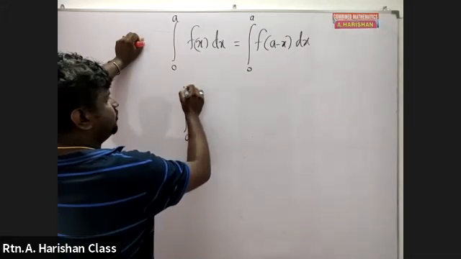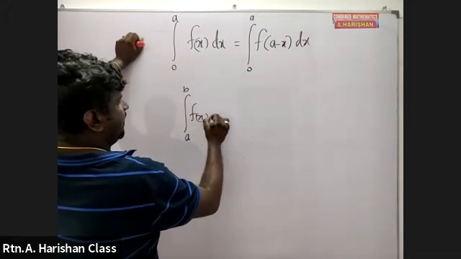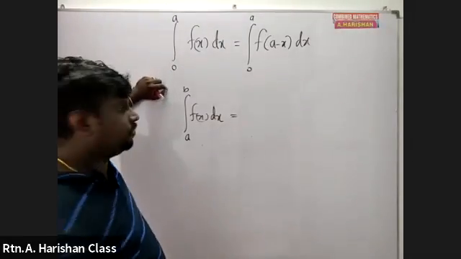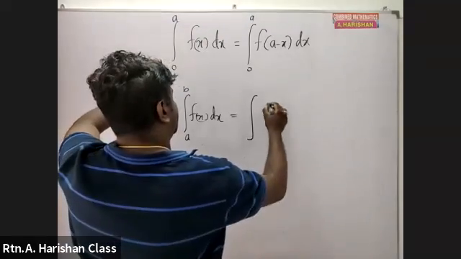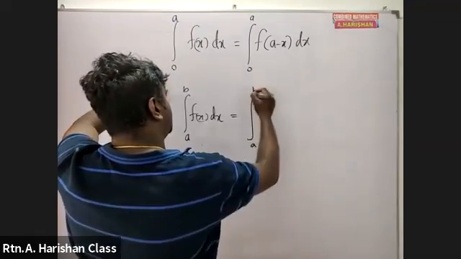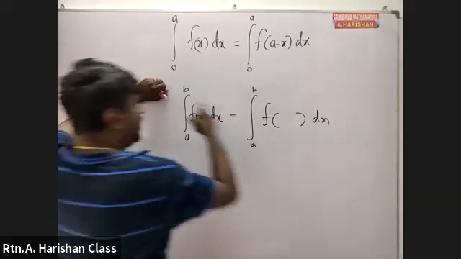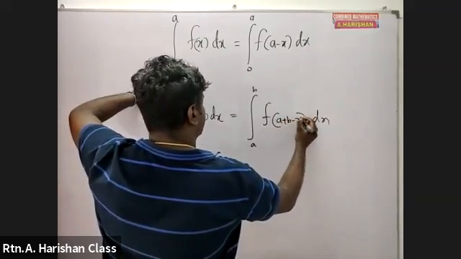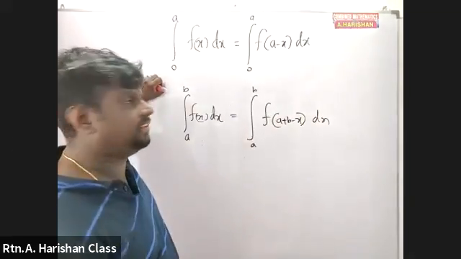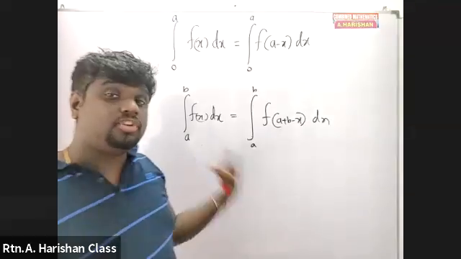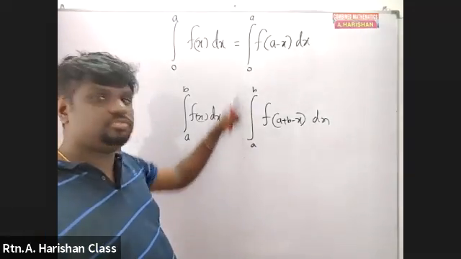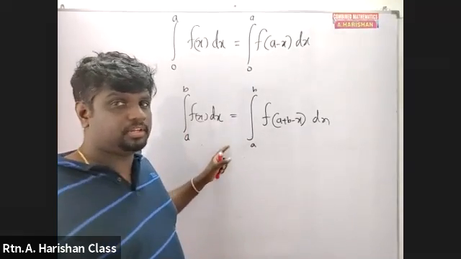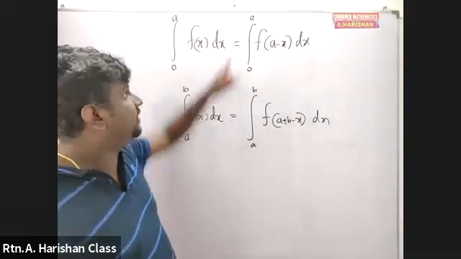So I'll tell you, this is the real version: integral from a to b of f of x dx. They're asking this one also. This is the integration of the same a to b, but you have to add these two, a plus b, and subtract the x. So instead of x, you put a plus b minus x. This is the real one. The special one is this.